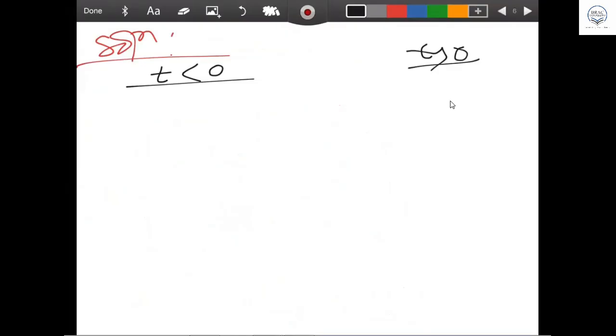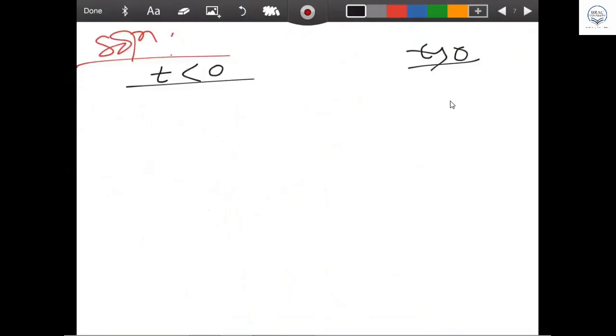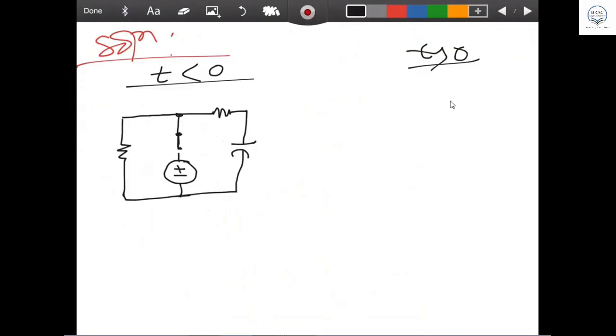So if you go for t less than 0, the switch was closed. That means the battery was connected, and the circuit will look like this, with the switch closed, the 9-volt battery connected, the resistor here, and the capacitor here. So this is what the circuit looked like.